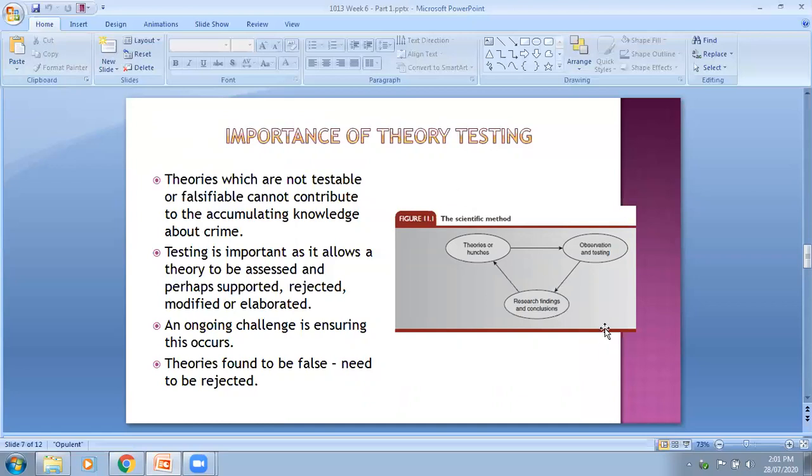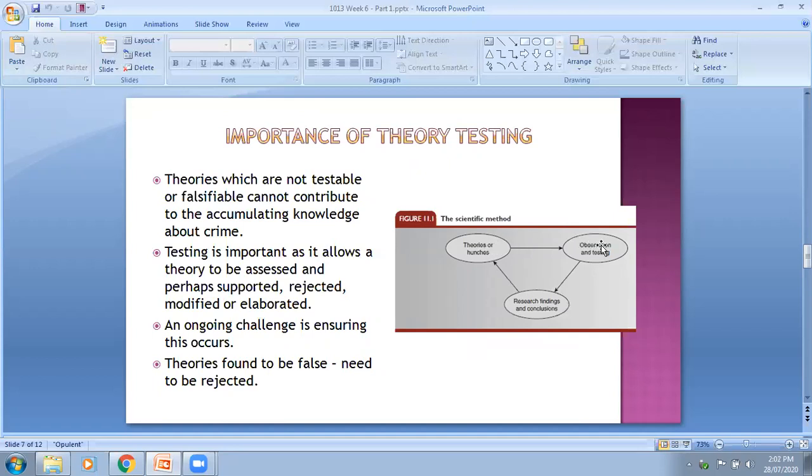And you can see here that this is like it's circular, it just keeps on going. So you might come up with a theory or a hunch. You will do some observation or some testing of it, find out what your research findings and conclusions are. When you get those research findings and conclusions, you might find things that worked really well, things that didn't work so well, come up with ideas of how to improve it. So you go back to the theory and you start again.